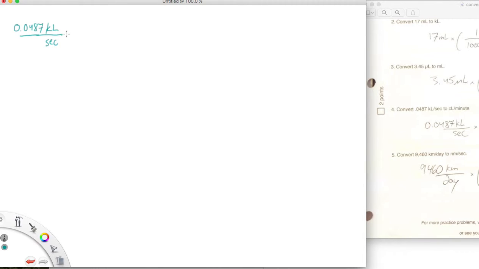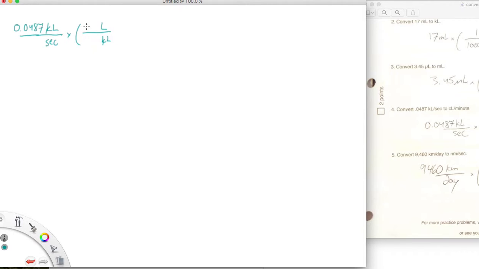To convert the kiloliters to centiliters, I'm going to need to go through a couple steps here. I'm going to ignore the seconds for now, and that's what you need to do. Just ignore them. I'm going to change these kiloliters into centiliters. To do that, I need to go through the base unit, which is just plain liters. So first, I'm going to go from kiloliters into liters. I want to convert this into liters, so that means I need to put kiloliters on the bottom, and I need to put liters on the top.